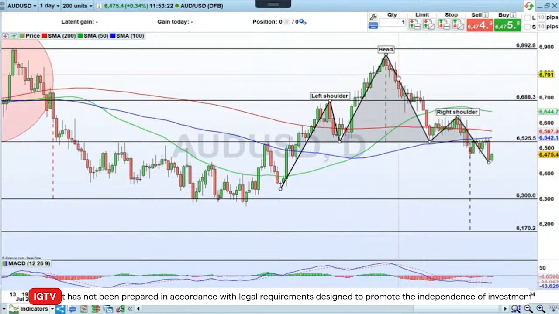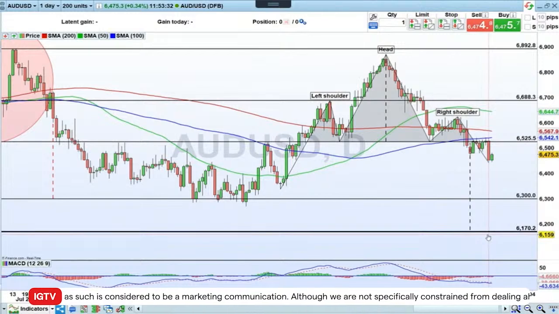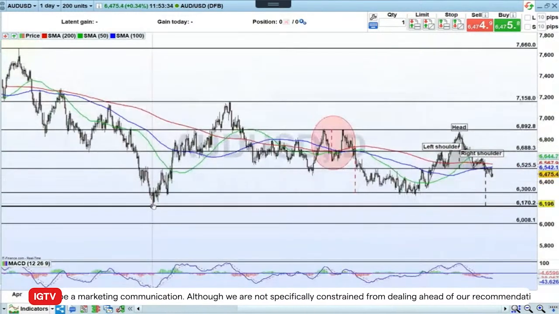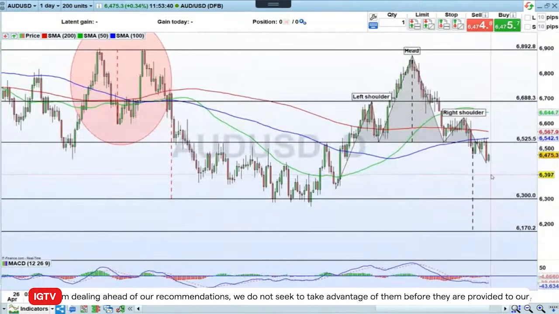If you take the head and shoulders projections from the head down to the neckline, which coincides with the 65.25 highs that we saw back on the 1st of September last year, that projection takes you all the way down to 61.70, levels not seen in the Aussie dollar trade since the 13th of October 2022. So that is a potential head and shoulders pattern to be looked at. Do we get more developments on that?